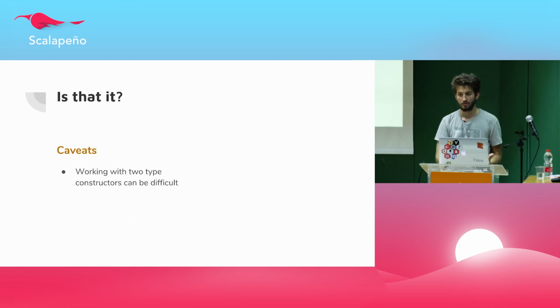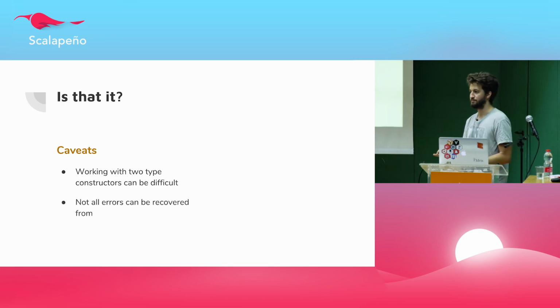Some caveats. So error control works with two type constructors, and it can be a bit difficult. And something that's super important is that not all errors can be recovered from. So it might make sense to have different types of errors in your application code.